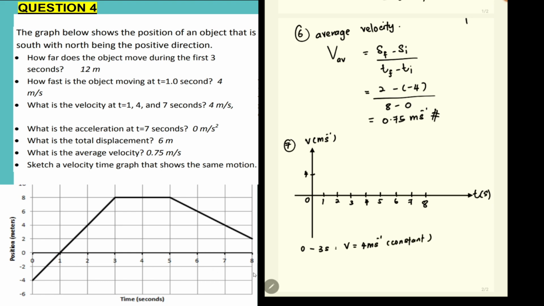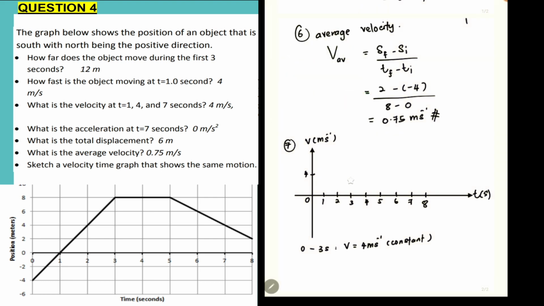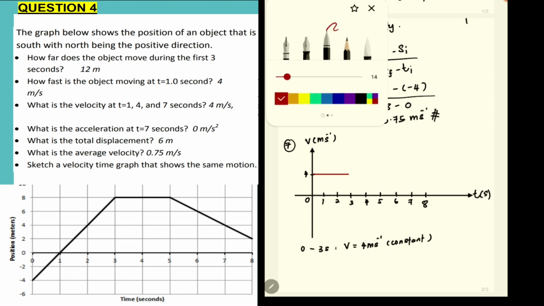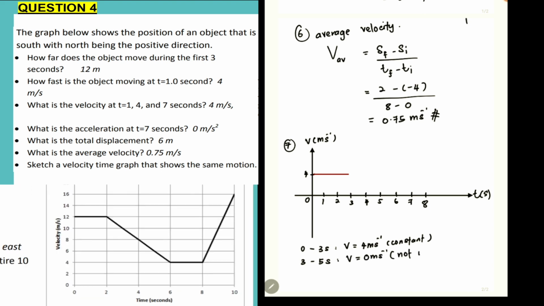Okay, it's constant for 3 seconds. Okay, so let's draw the graph. So here again. Okay, nice. Now from 3 to 5 seconds, let's write from 3 to 5 seconds, the velocity is equal to 0, not moving, at rest, stationary.